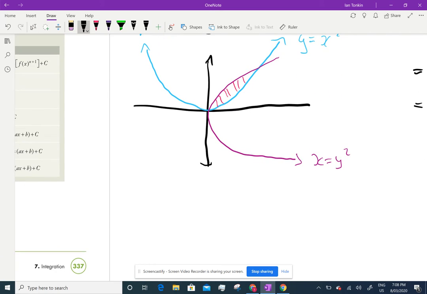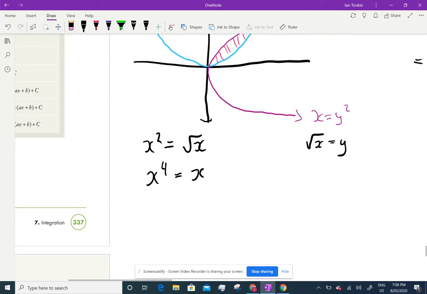So the point of intersection. Now, I'm going to write this one as y equals root x. So now I can equate them, and I get x squared equals root x. Now, if I square both sides, I get x to the 4 equals x. If I bring that over, x to the 4 minus x equals 0. Take the x out, and I get x cubed minus 1.